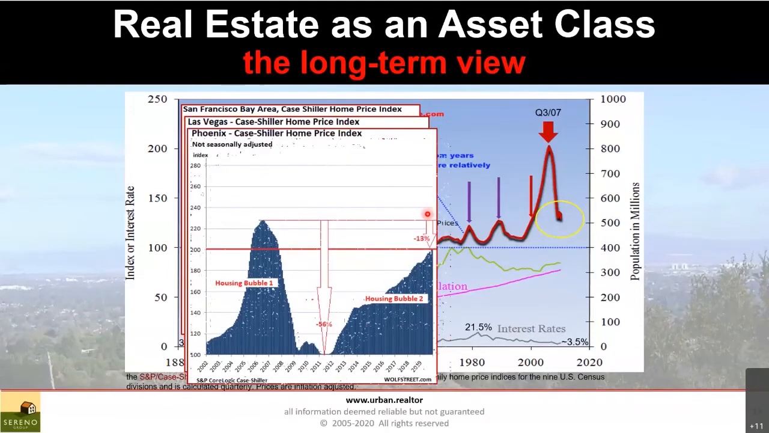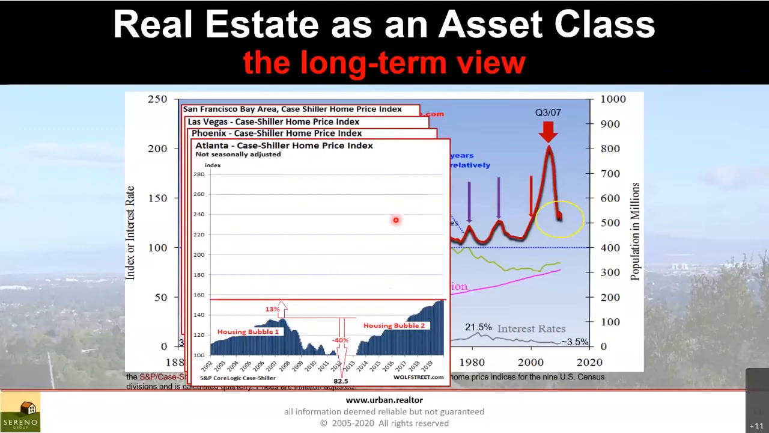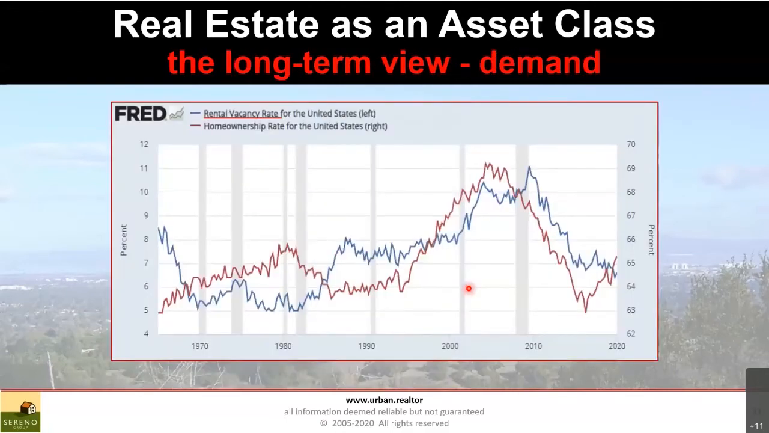So if we look at the Atlanta area, we see that, like Silicon Valley, it has actually surpassed the highs of 2007, and they are already above those values today. Okay, good.